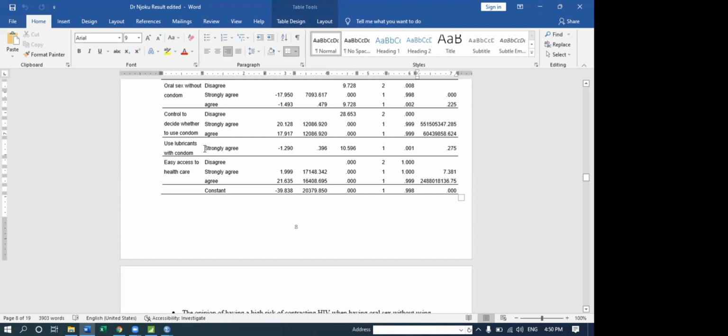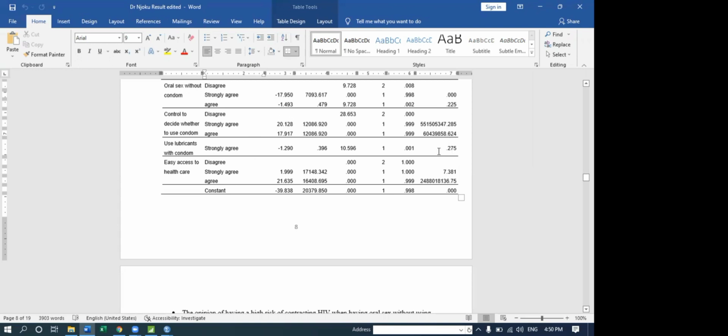That's the first thing to interpret. Next, you interpret using the odds. Remember, we are comparing strongly agree and those that disagree. So I would say those that agree that the use of lubricant with condom will make the person test positive to HIV, the odds is 1.275 when compared to those that disagree that use of lubricant with condom will make you test positive to HIV/AIDS.